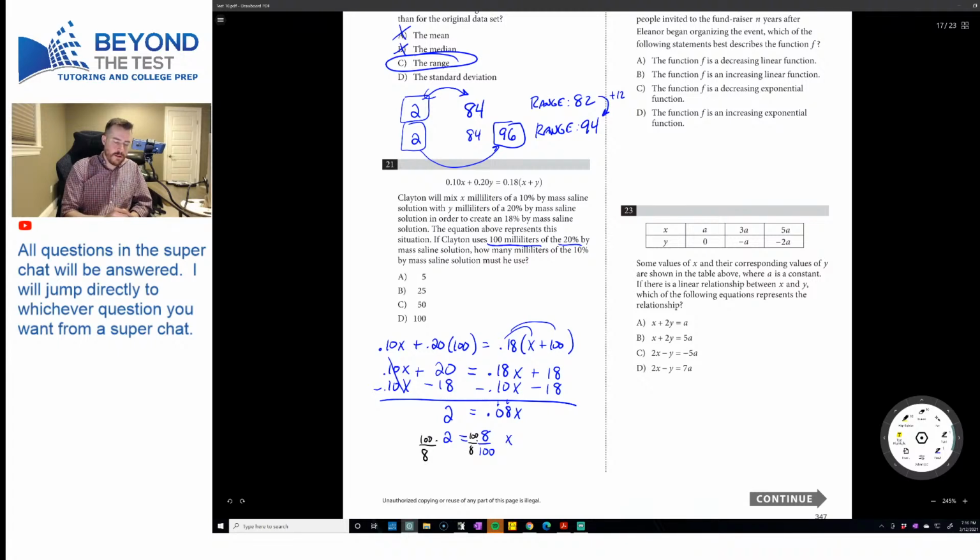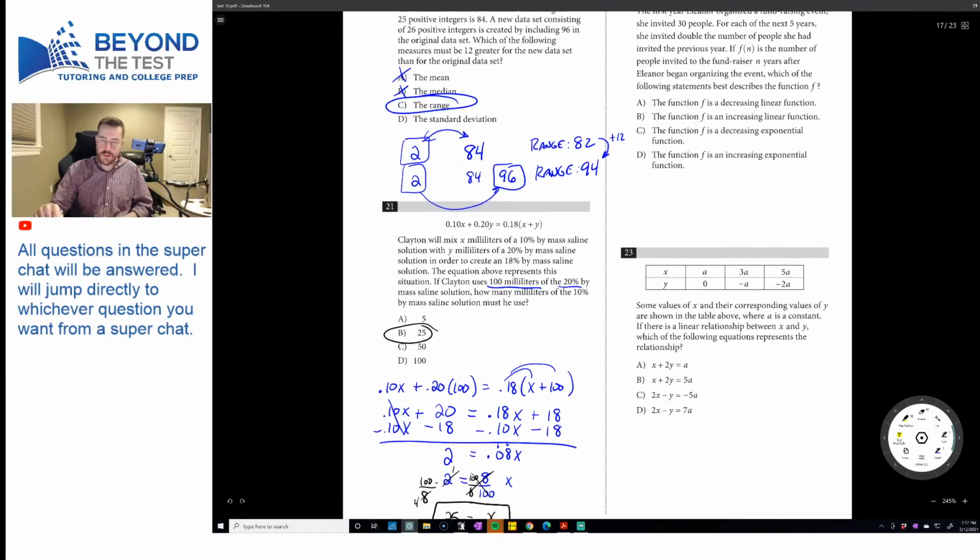The reason why I might do that is because now I can do this in my head here. I could say, oh, 2 over 8 reduces down to 1 over 4. So it's really just 100 divided by 4, which we know is 25. So we get that x is 25 there, or choice B. But if you wanted to do that in the calculator, once you got to a certain point, you could do that as well.